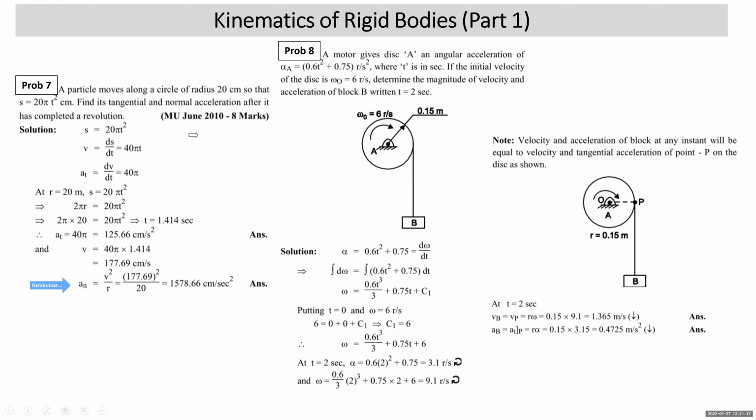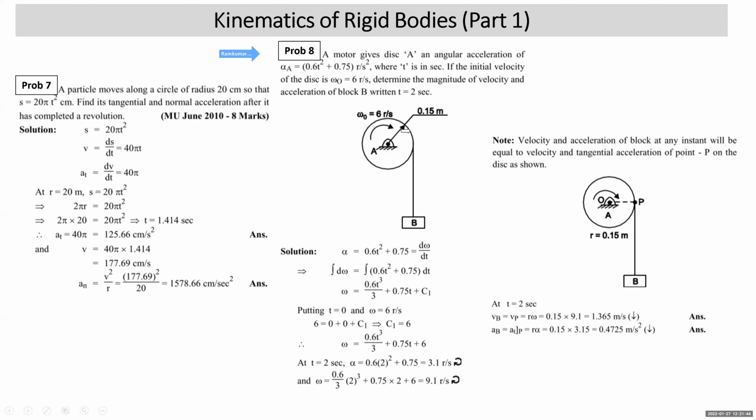All right. Now next is problem number 8. A motor gives disk A an angular acceleration, that is alpha is equal to 0.6 t square plus 0.75 radian per second square, where t is in seconds. If the initial angular velocity of the disk omega naught is 6 radian per second, determine the magnitude of velocity and acceleration of the block B at t is equal to 2 seconds.